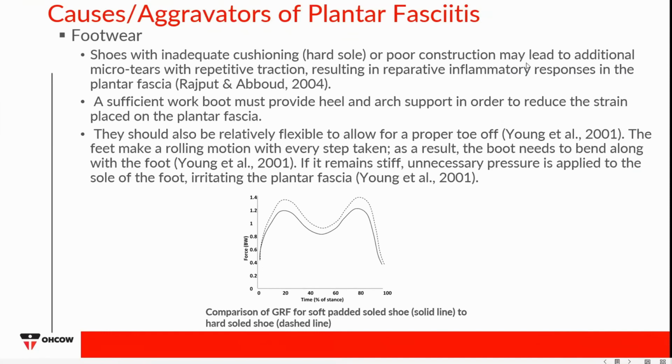So in the graph below, it's a comparison of the ground reaction force of a soft padded shoe, which is the solid line, compared to a hard sole shoe, which is the dashed line. So again, the ground reaction force is much higher with that rigid sole that's not allowing the plantar fascia to function as it needs to do properly.